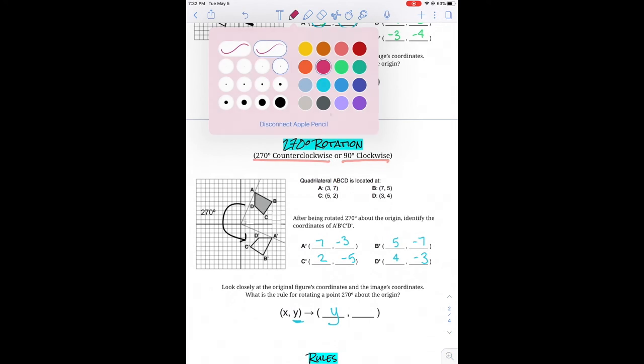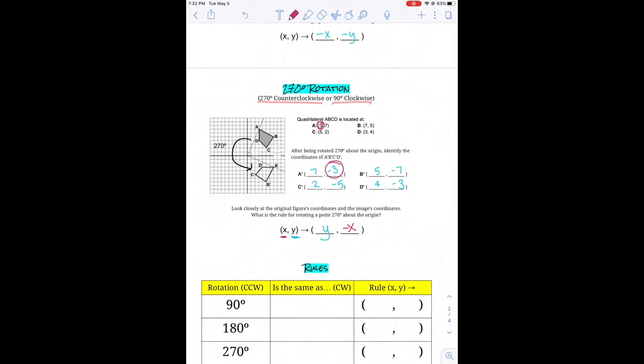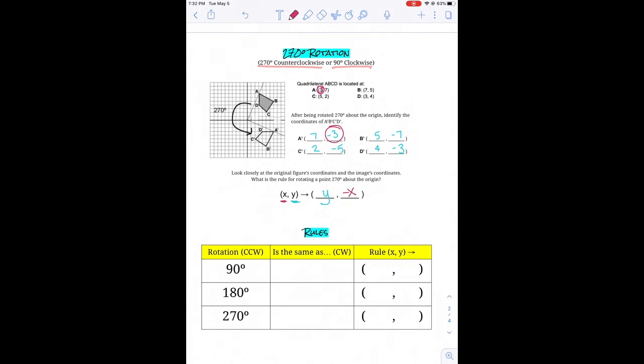I see that the old X value moved into the Y position, but also became the opposite. So 3 became -3 in the Y position. So the rule is Y, -X. Switch the 2 points, make the X negative. Or not necessarily negative, but the opposite.